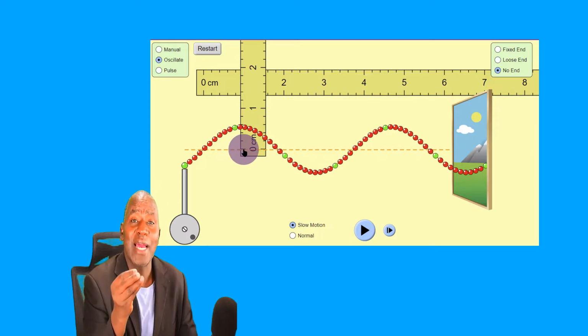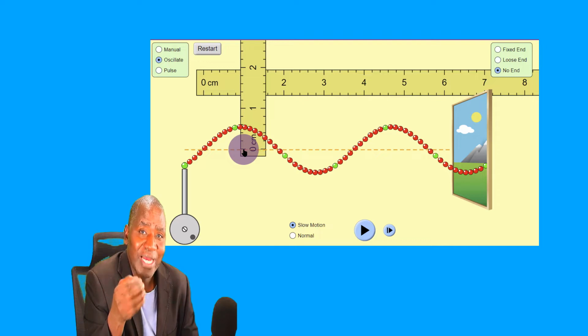I've used a term here referred to as amplitude. So one of the characteristics of a wave is amplitude. What is amplitude? Amplitude is the maximum displacement of the particles of the medium from equilibrium position.